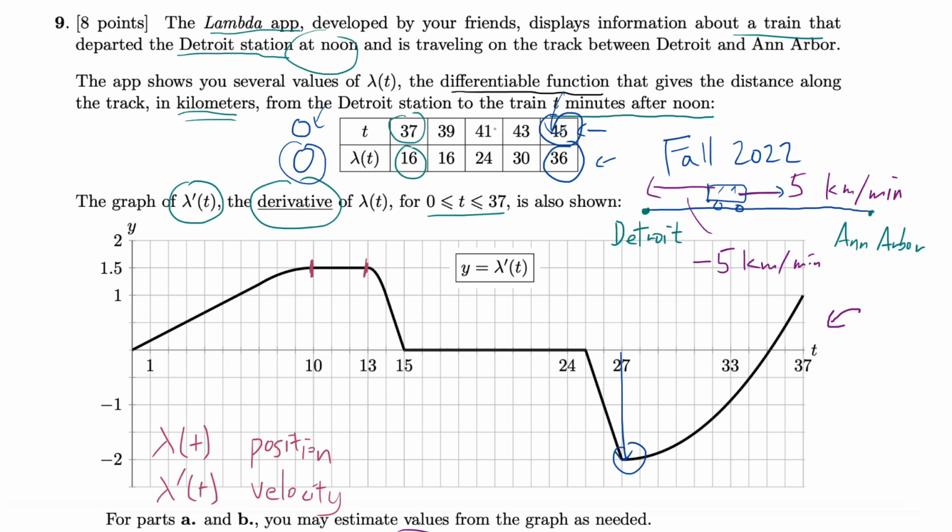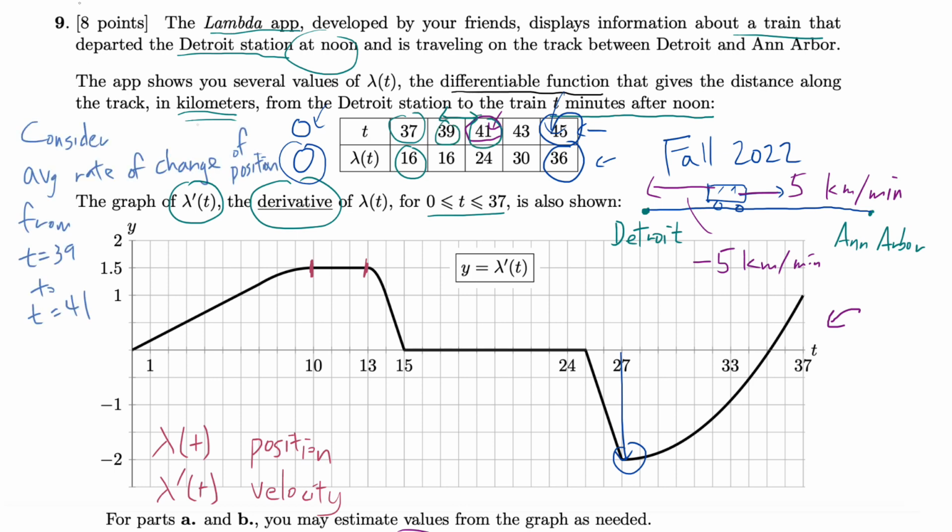So we want to find how quickly the train is moving at time 41. So we can try to use this table of position to approximate the instantaneous rate of change at time 41 by finding the average rate of change for some time interval pretty close to 41. There are many ways of doing it, but we see that 39 and 41 are 2 apart, and 41 and 43 are 2 apart, so it really doesn't matter what you choose. But you can consider the average rate of change between time 39 and time 41. So what we're doing here is considering the average rate of change of the position of the train from time 39 to time 41, and that's going to give you an approximation for how quickly the train is moving at 41.